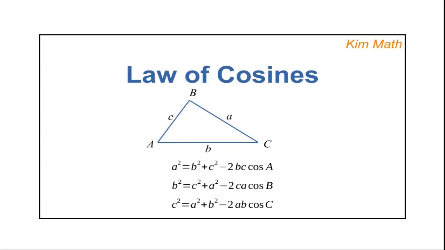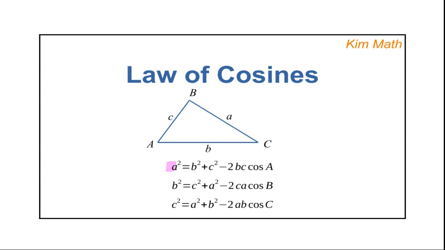Hi everyone. Today we will discuss the law of cosines. We will start our story with a triangle whose three vertices are capital A, B, and C, and whose opposite sides are also a, b, and c with a small letter.